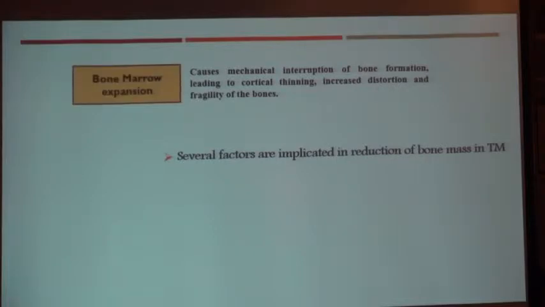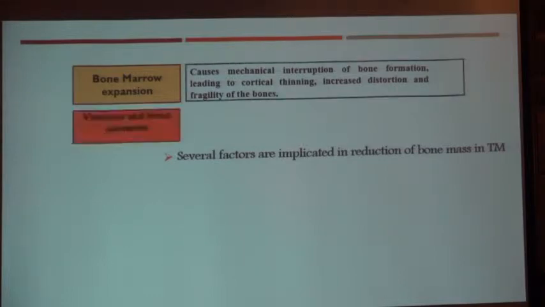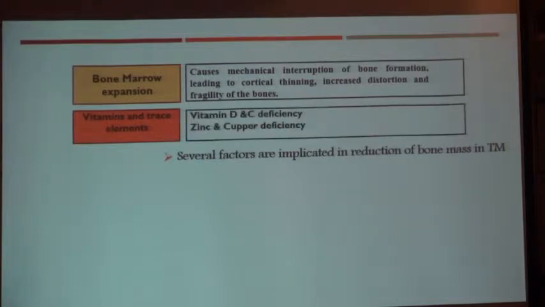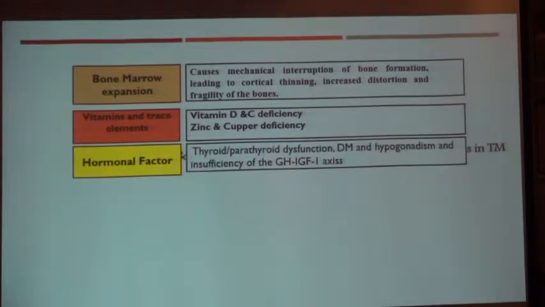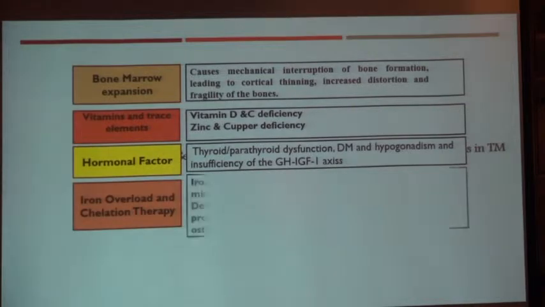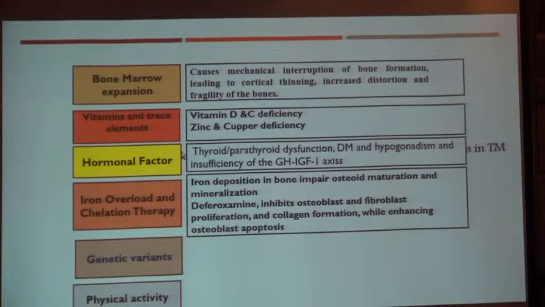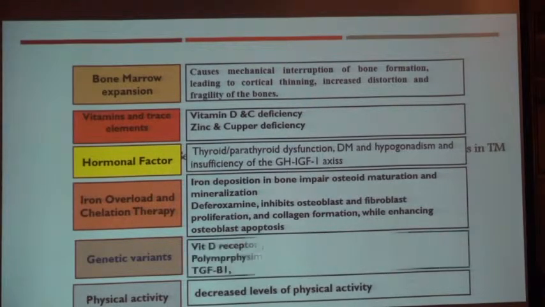First, bone marrow expansion causes mechanical interruption of bone formation, leading to cortical thinning and increased deterioration of the bone. Second, vitamins and trace elements, vitamin C, vitamin D, vitamin K, zinc, and copper deficiency are also involved. Multiple hormonal problems occur in these patients. Iron overload and chelation therapy, genetic variants, vitamin D receptor polymorphism or collagen type 1 polymorphism, and decreased physical activity. All of these factors participate in low bone mineral density in iron overload conditions.